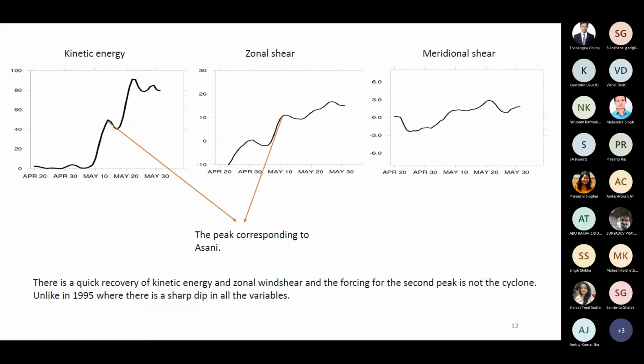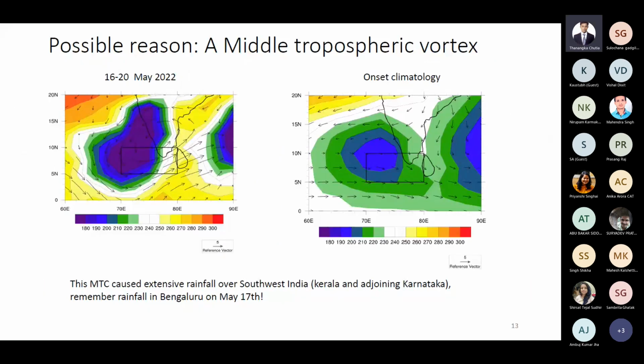Can I move ahead? So, what is the possible reason? I kind of attribute it to a tropospheric vortex. If you look at the 600 hPa wind level, it is all around between 16 and 20th May, and see, it looks like very close to climatological OLR when monsoon onset happened over Kerala.